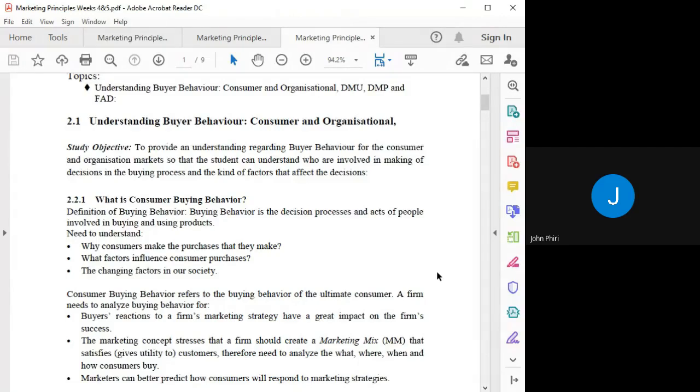Lastly is, what factors influence the buying decision? So we call this FAD. FAD. Okay, so FAD stands for factors affecting decisions. Factors affecting decisions.